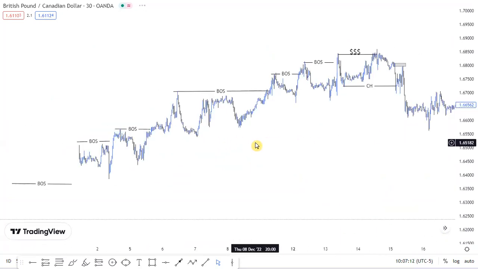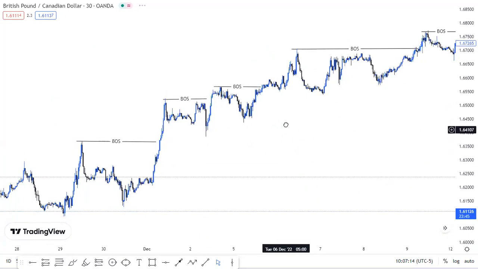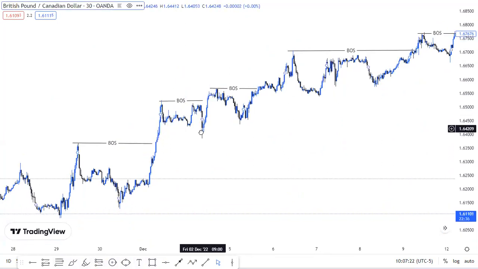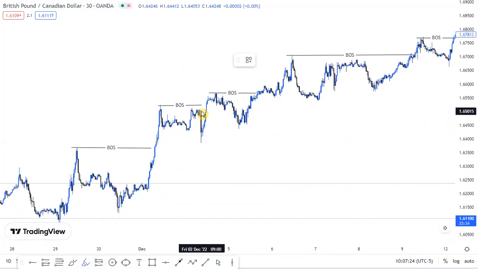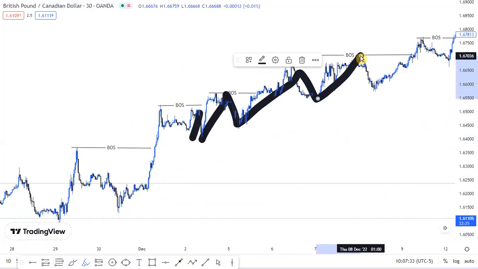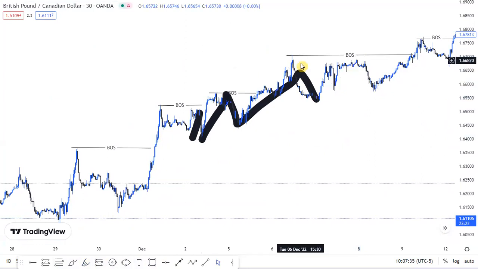So looking at this now, you can actually see that the market was moving to the upside. We have a break of market structure. We have the market pushing to the upside. We have a break of market structure. We have a corrective move. We have our impulsive move. We have our corrective move. We have our impulsive move. We have our corrective move. So the market was just moving in an impulsive and corrective move to the upside.